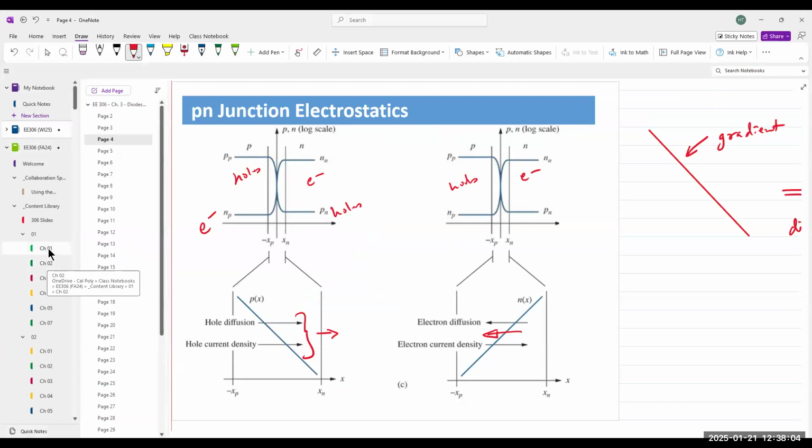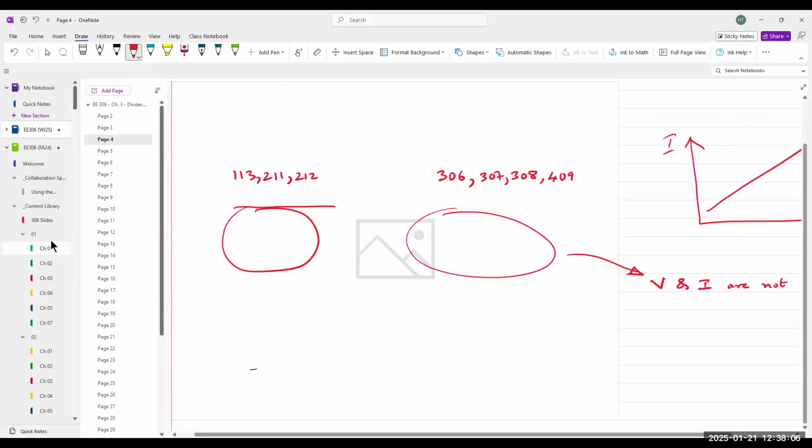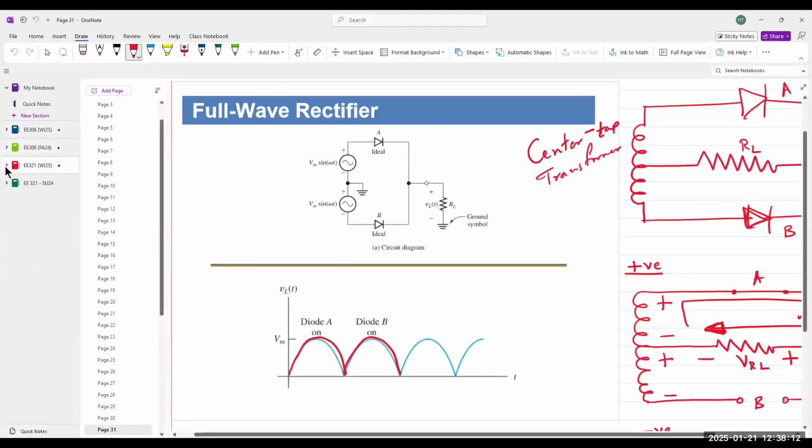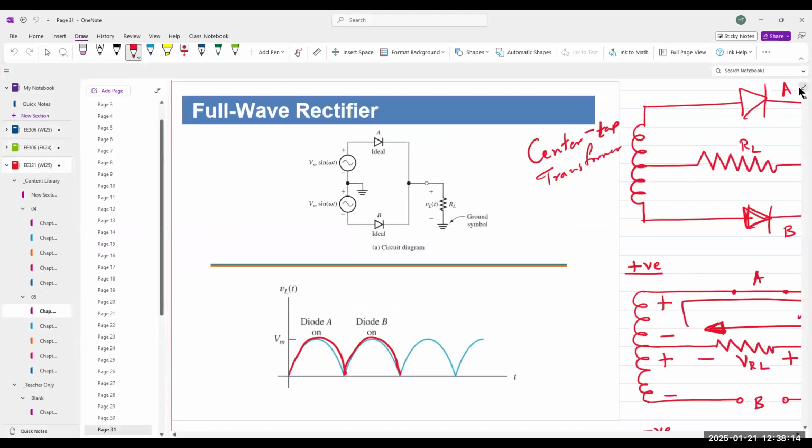All right. Where are we? We are in chapter 1. No, it's still 306. It's 321. All right, there we go. We are on the right page now.